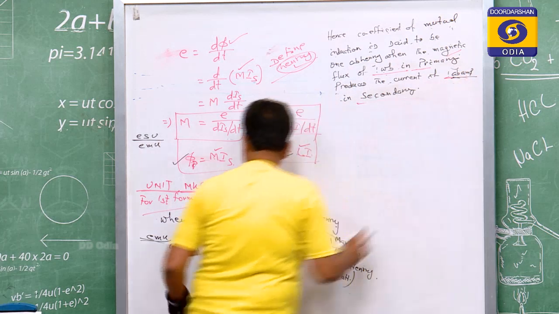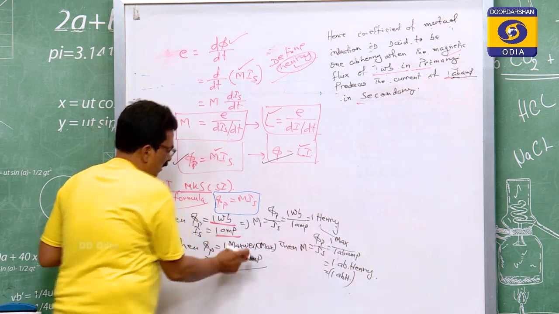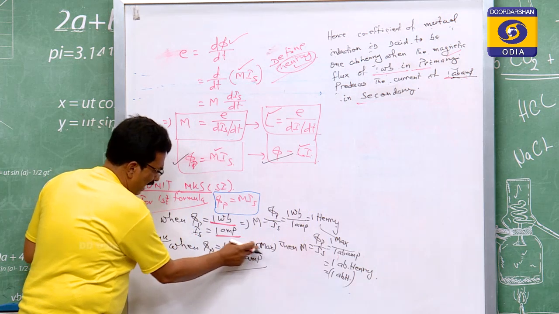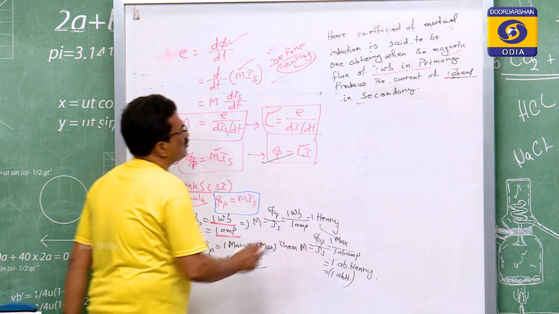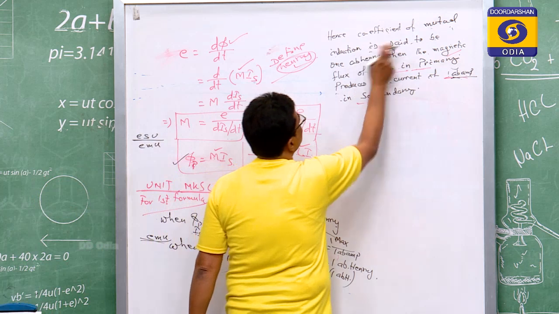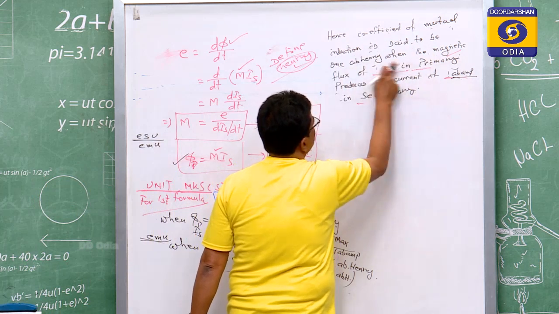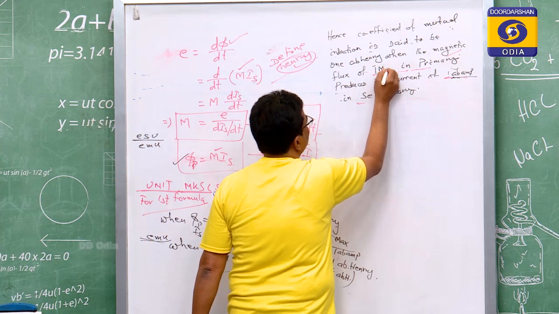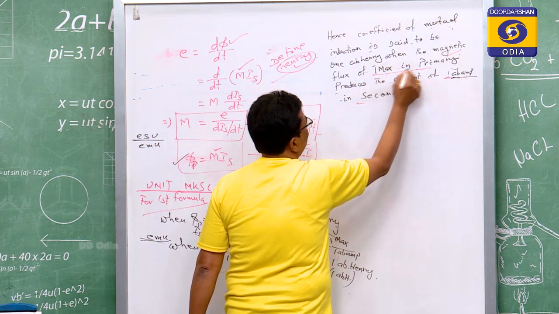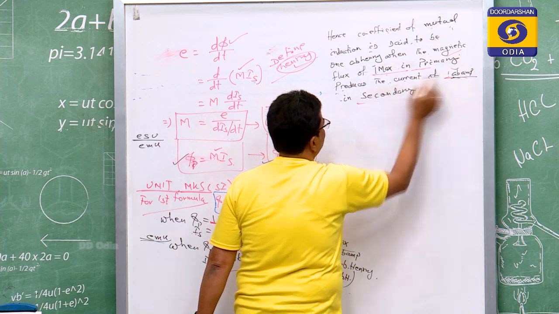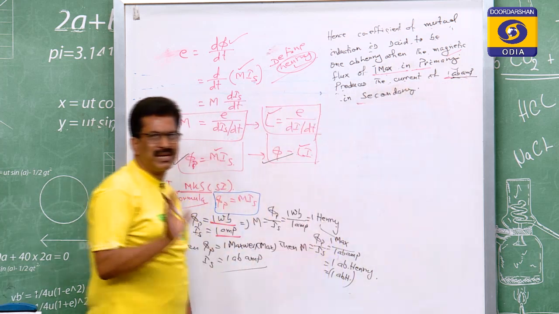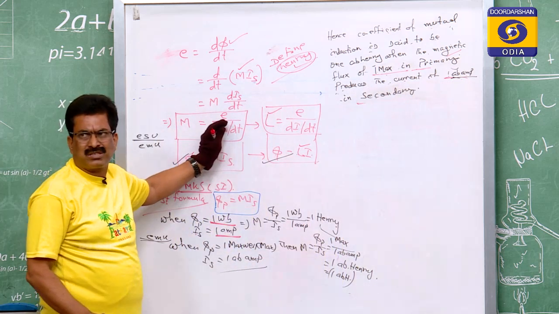So, what are the changes? Ampere becomes ab ampere, and Weber becomes Maxwell. So, this is said to be 1 ab Henry when the magnetic flux of 1 Weber, that means 1 Maxwell, in the primary produces a current of 1 ab ampere in the secondary. This is for such a definition.